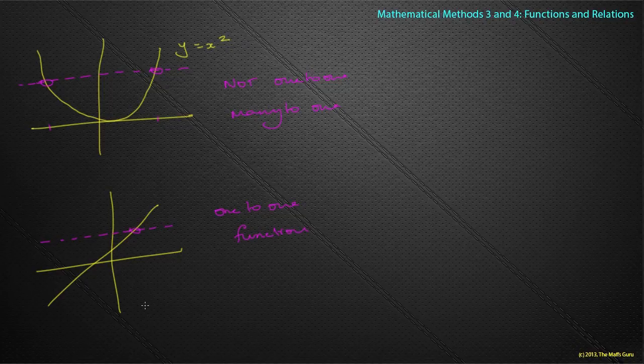So a vertical test will tell you whether it's a function, and then you can subset that into one-to-one or one-to-many functions by doing the horizontal test. Now, something that comes up a lot in the exams is the concept of implied domains. All right, an implied domain. Now, this also seems to be called a maximal domain.